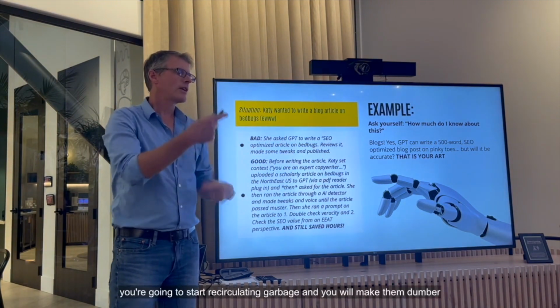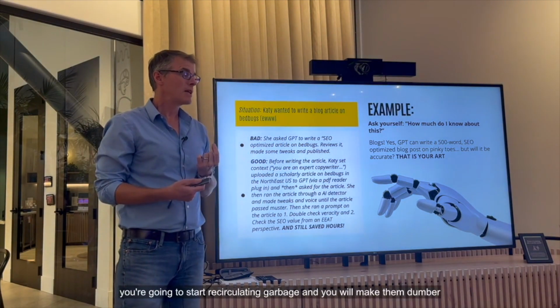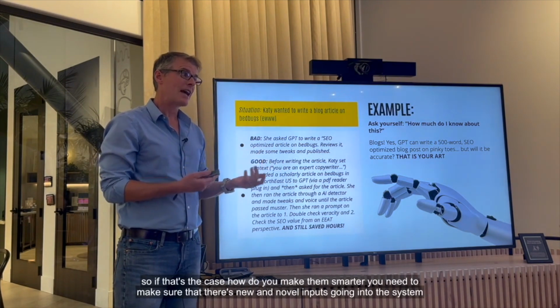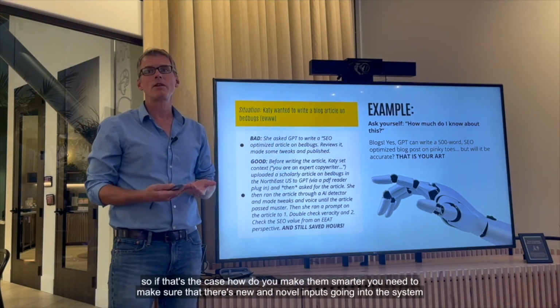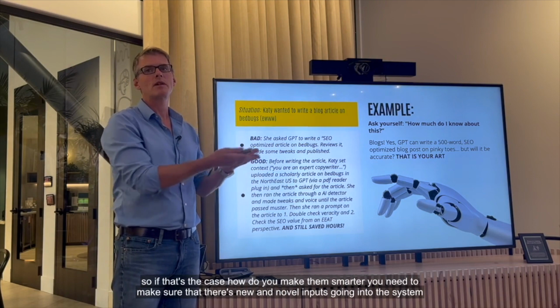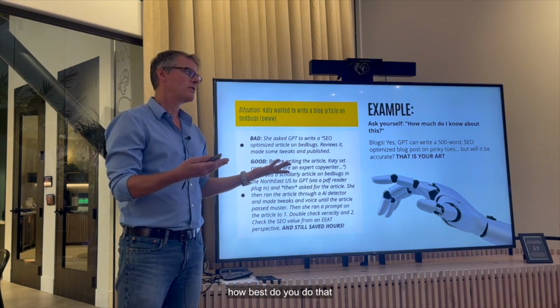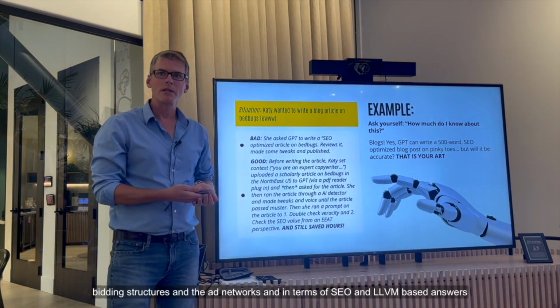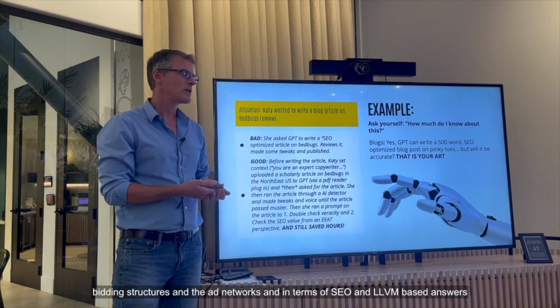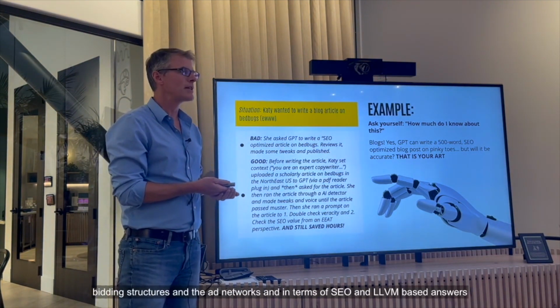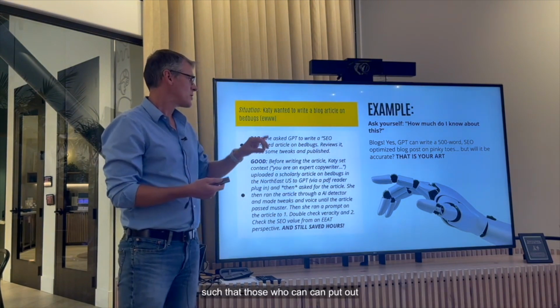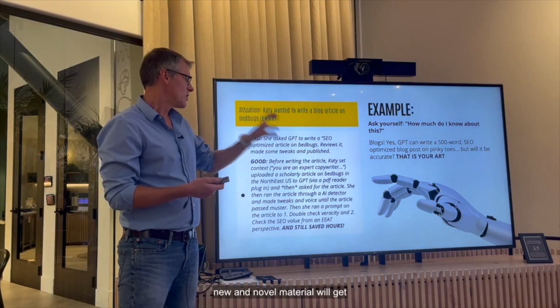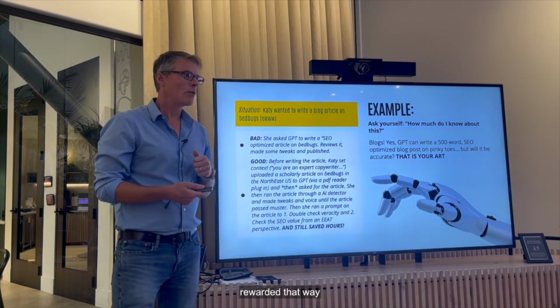You're going to start recirculating garbage, and you will make them dumber. So if that's the case, how do you make them smarter? You need to make sure that there's new and novel inputs going into the system. How best do you do that? You create winners as far as the bidding structures and the ad networks, and in terms of SEO and LLM-based answers, such that those who can put out new and novel material will get rewarded that way.